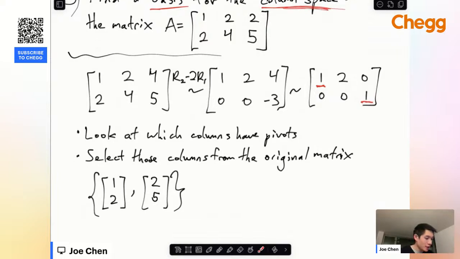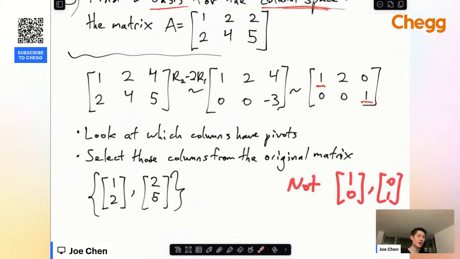Now, just to say a common trap when you do these kinds of problems. You need to make sure that you're not taking these two columns, okay? So the answer, as a side note, is not 1, 0, comma, 0, 1. That would be if I'm taking the columns with pivots here, and then just taking those two columns as my basis. So that will not get you the right answer.